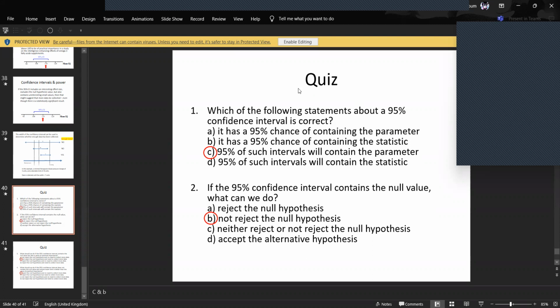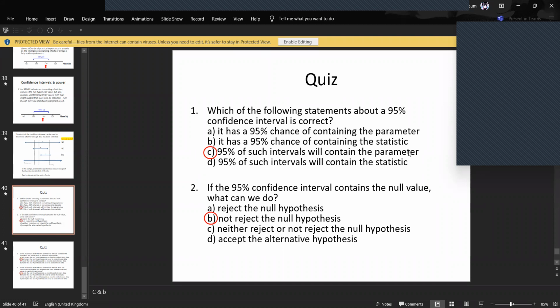Okay, so just to recap, for any sample that you take and you find its 95% confidence interval, 95% of samples that you take will have the parameter inside their confidence interval. And so that immediately eliminates choice B and choice D, because we know that it's the parameter we're looking for, not the statistic.